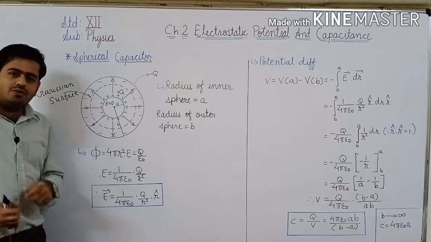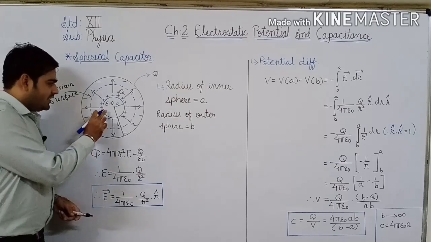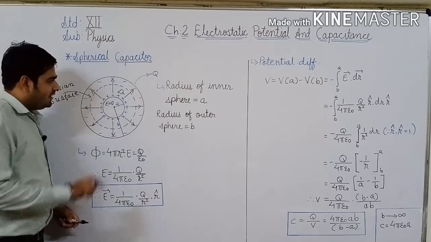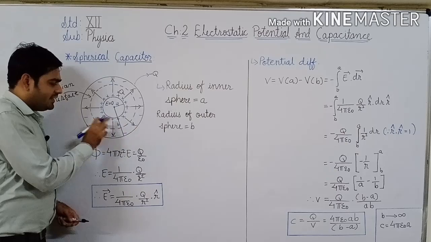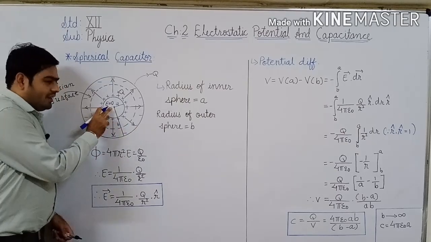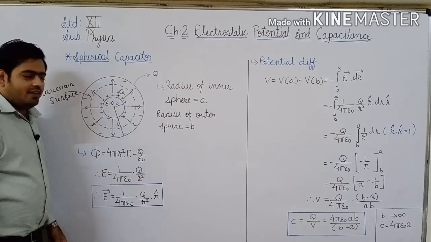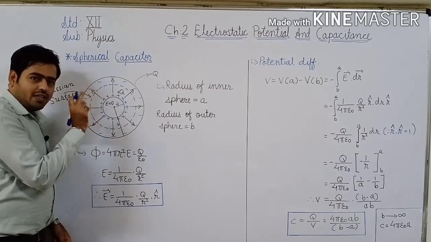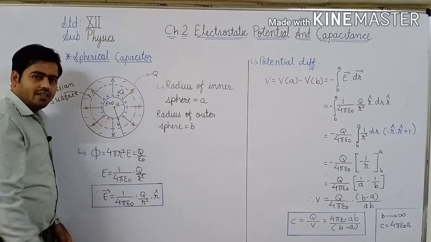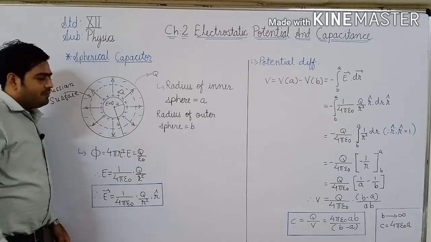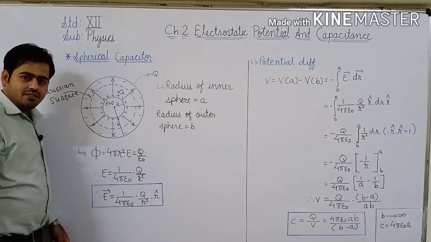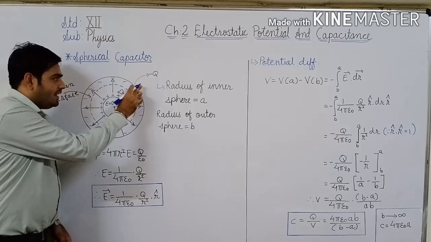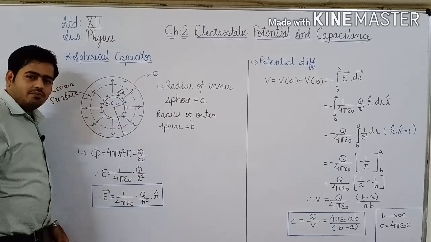Here also I have taken two conductors. This is the first conductor, that is the spherical conductor having radius A, and this is the second conductor having radius B. As I told you, if charge on one of the conductors is plus q, then charge on the second conductor should be minus q, because we know the total charge of the capacitor is 0. So here charge on first conductor is plus q, and charge on second conductor is minus q.